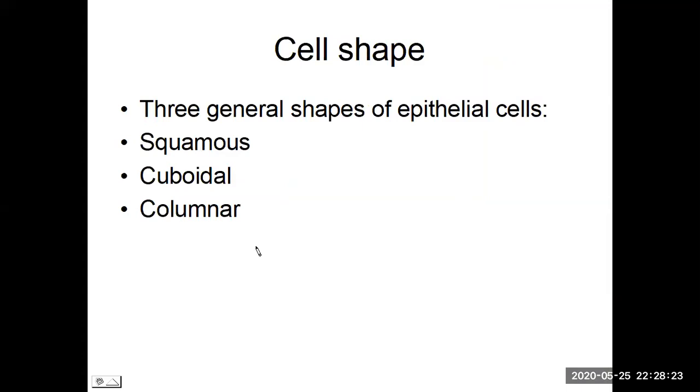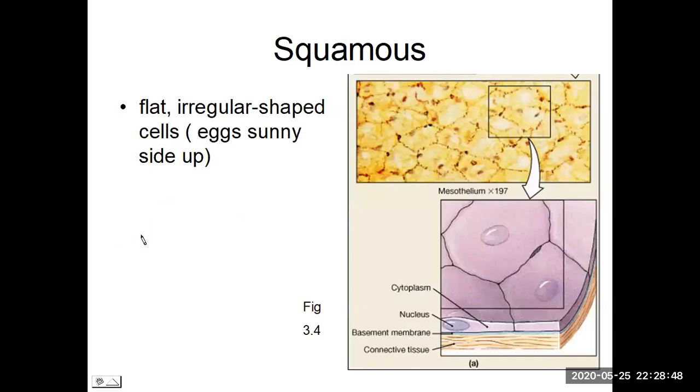Another consideration now is the shape of the epithelial cell. So there's 3 basic shapes. There's what's known as a squamous shape. And the next 2 names are very descriptive, a little cube shape or a slender column shape. So cuboidal cells and columnar cells. And let's move forward with that.